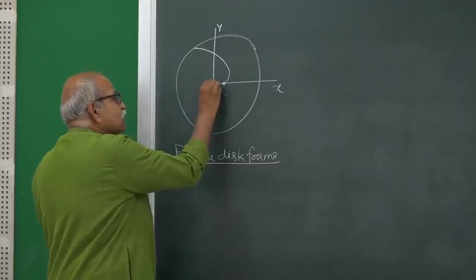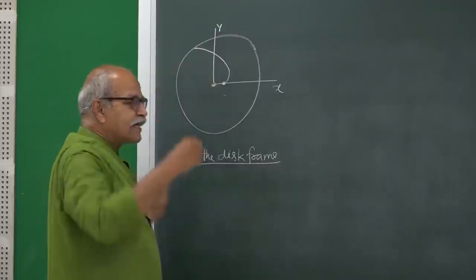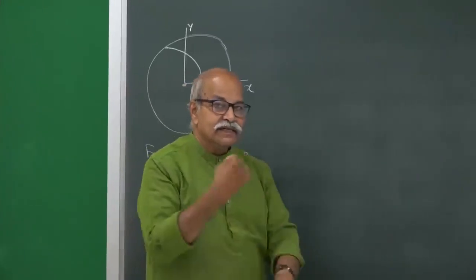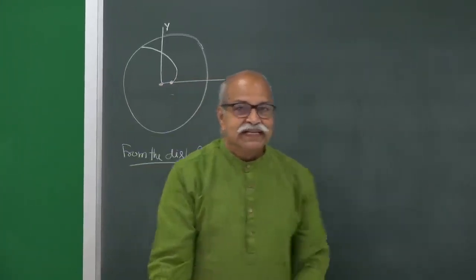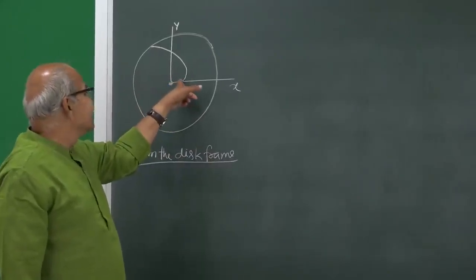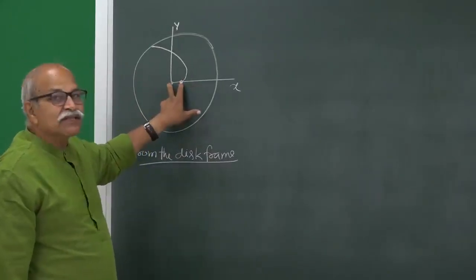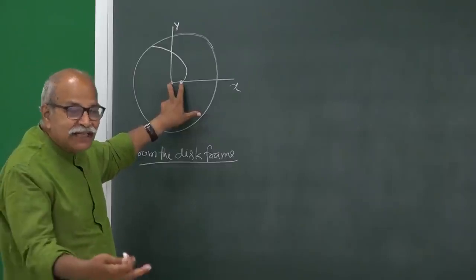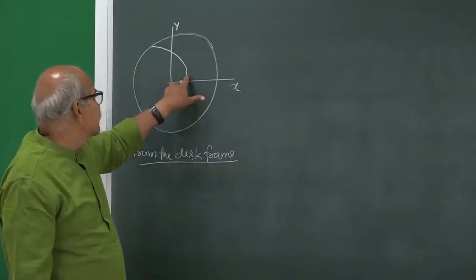So, if I look from the z axis, which is the axis of rotation of the disk from the lab frame, then the distance from this z axis is increasing. Initially, I had kept this much of distance, but as time passes, the distance becomes larger.